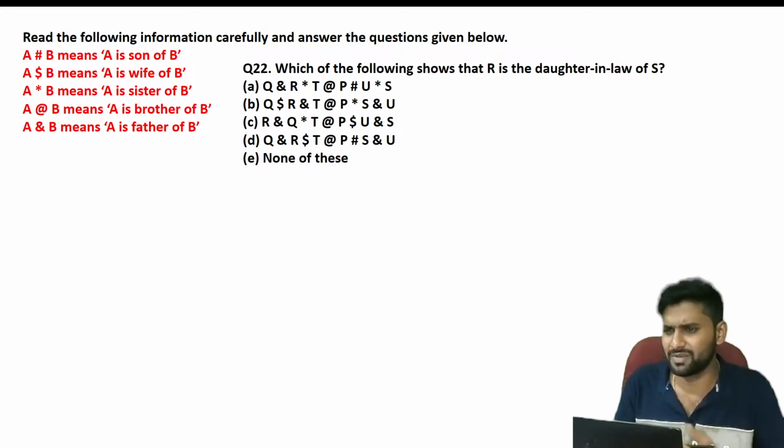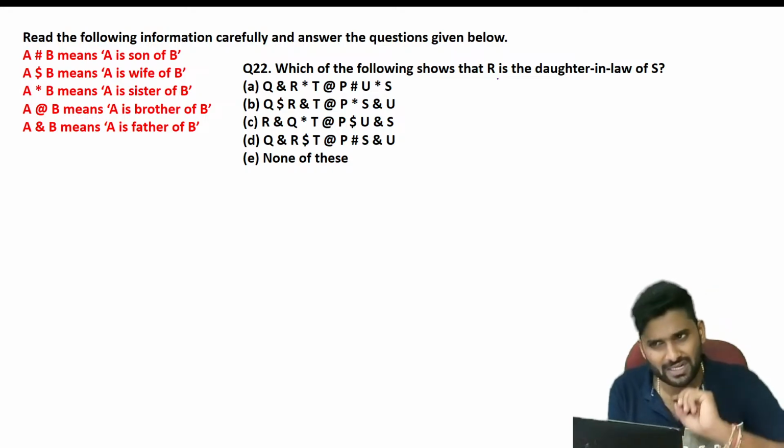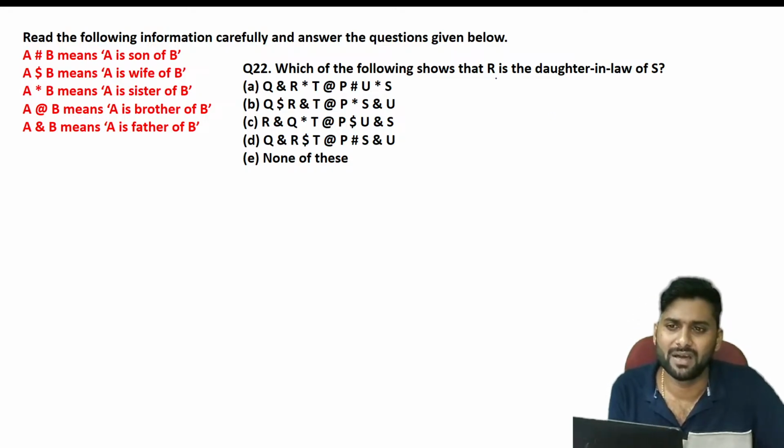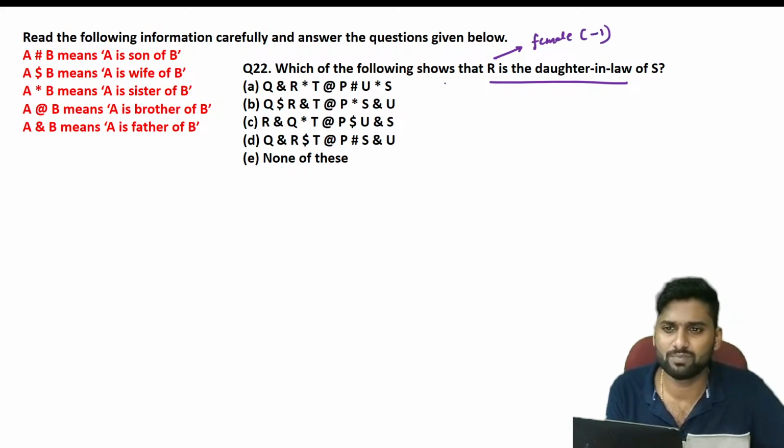Try to analyze the information. What is the next one? See. Eliminate the option. Don't draw the diagram blindly. It takes time. R is daughter-in-law of S. R must be female. So daughter-in-law generation gap is -1. Move on to these cases.